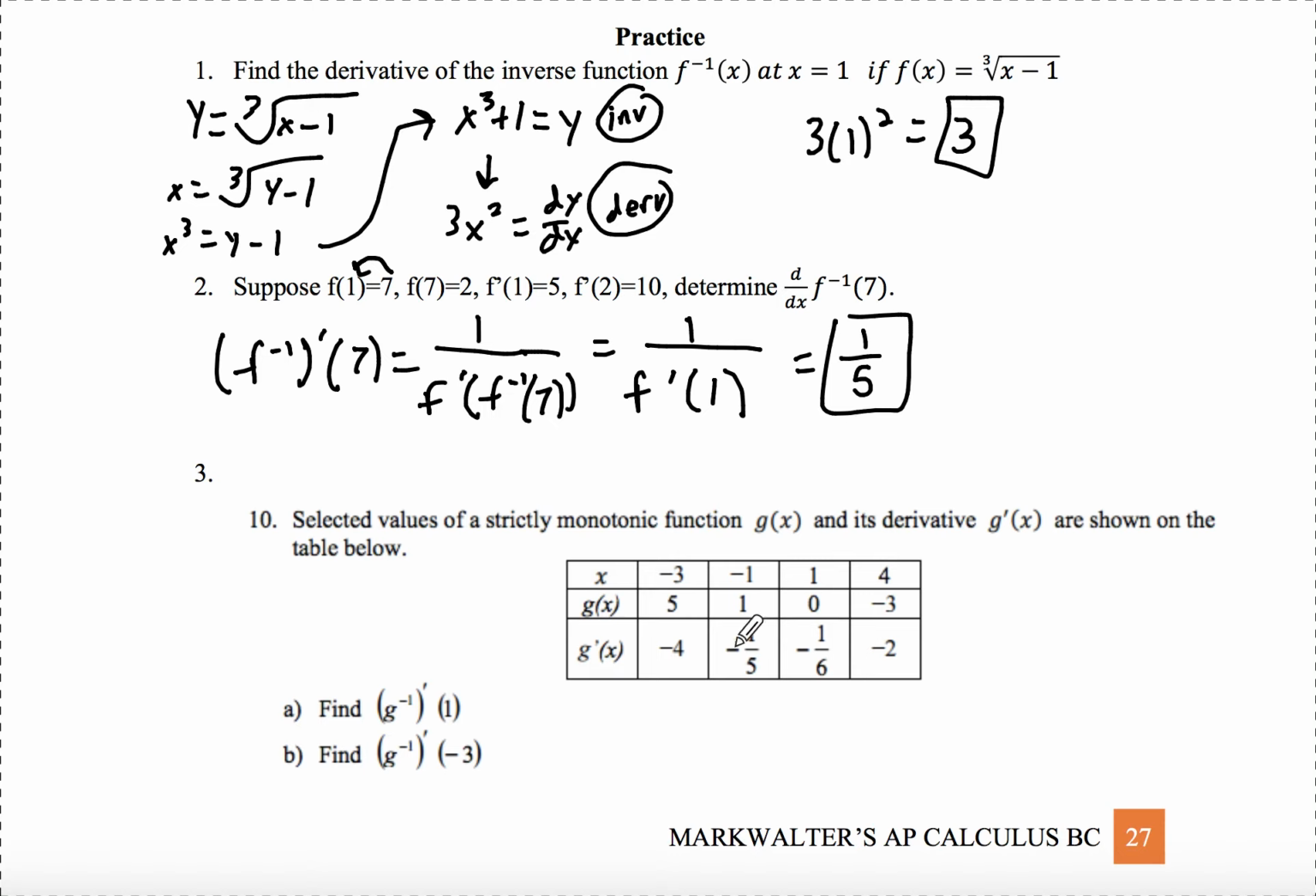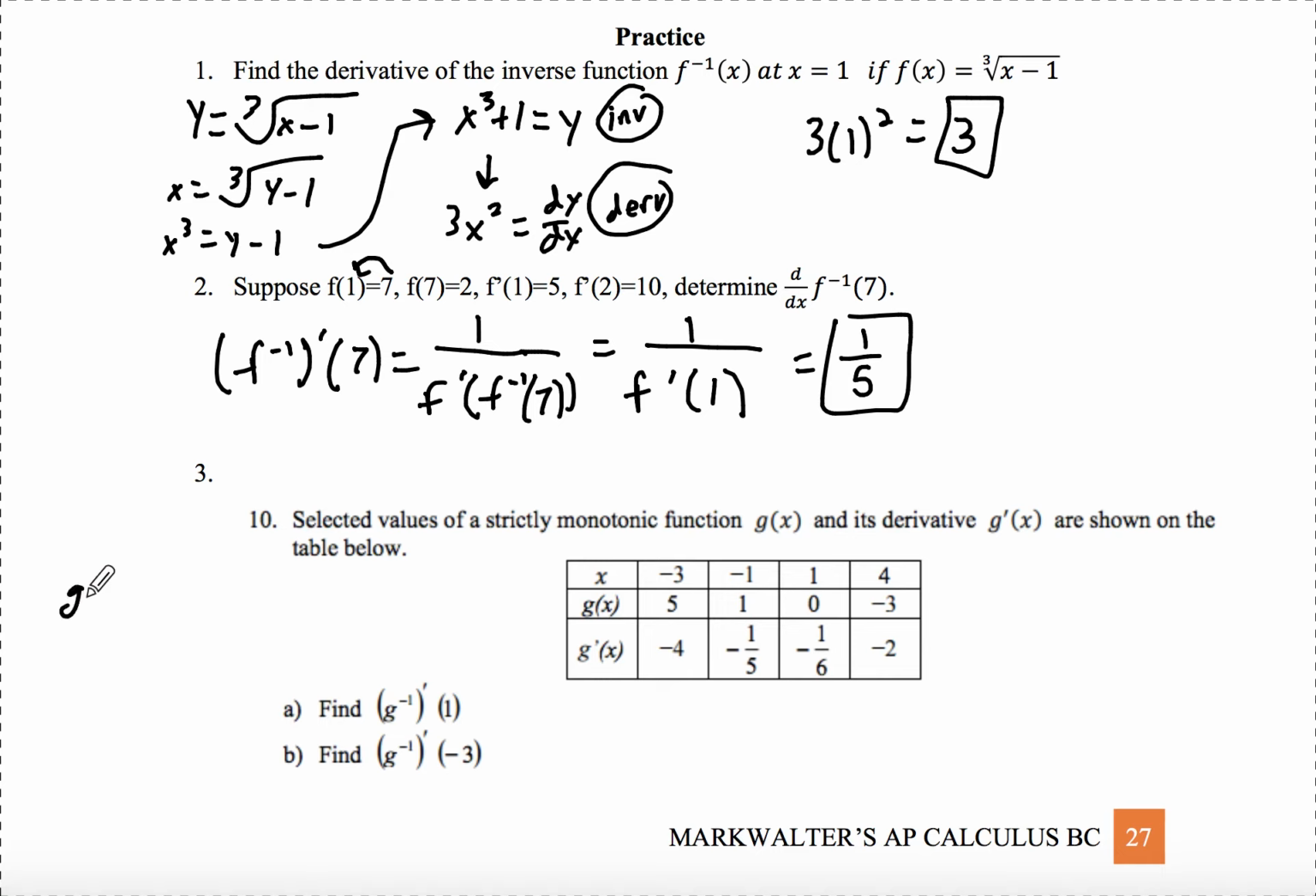Here we got a table to help us out. Selected values of the strictly monotonic function. This is a new word. Monotonic, all that means is that it is essentially moving in one direction, always increasing or always decreasing. The values of a strictly monotonic function g of x and its derivative g prime of x are shown in the table below. Find g inverse prime of 1.